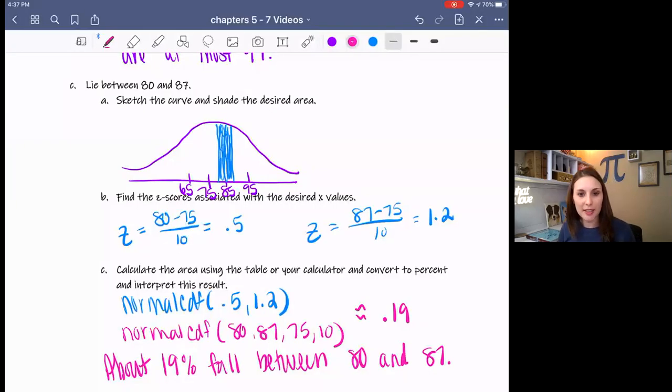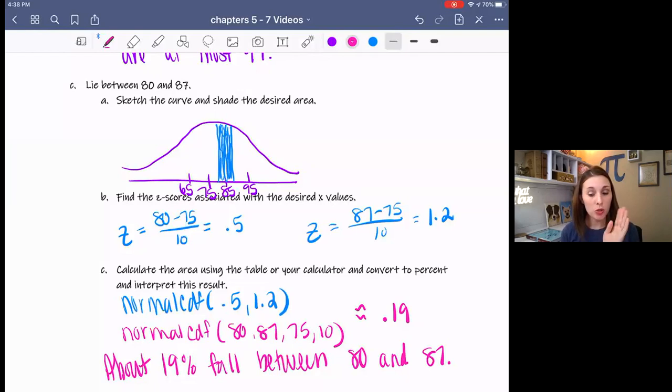So you should get about 19%. You can see my work here if you need to pause it and take a look at it. If you standardize the variable, 80 represents a z-score of 0.5 and 87 represents a z-score of 1.2. And so if you're using your calculator, when you type that in, your range is from 0.5 to 1.2. Those are the 2 z-scores.